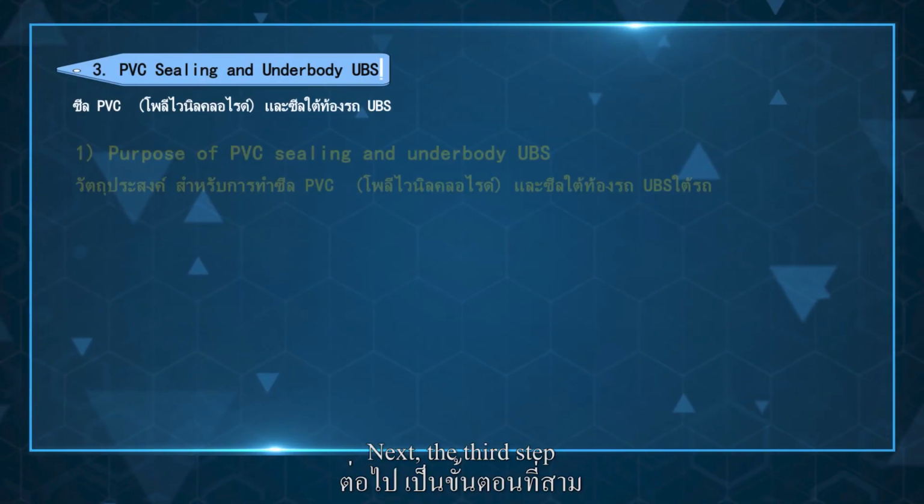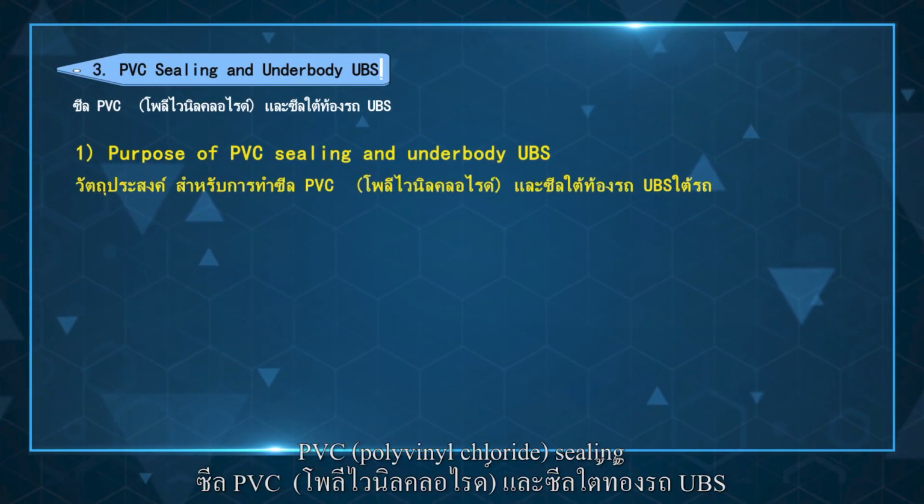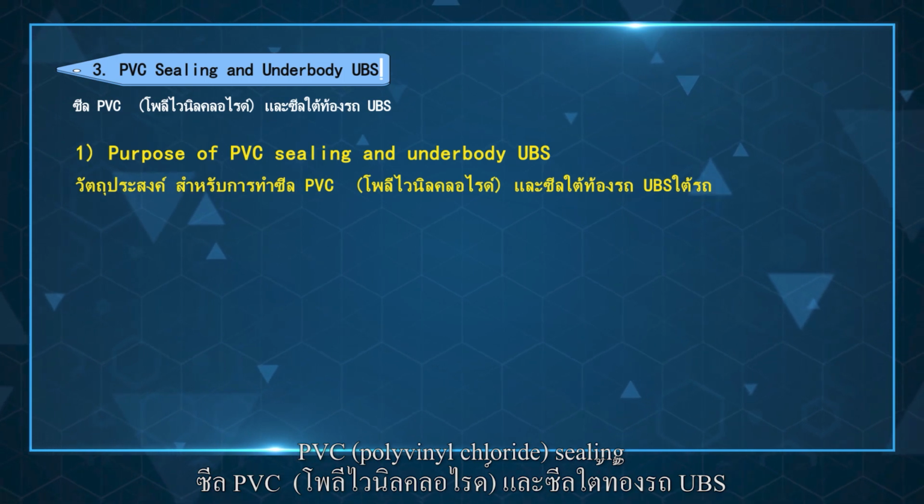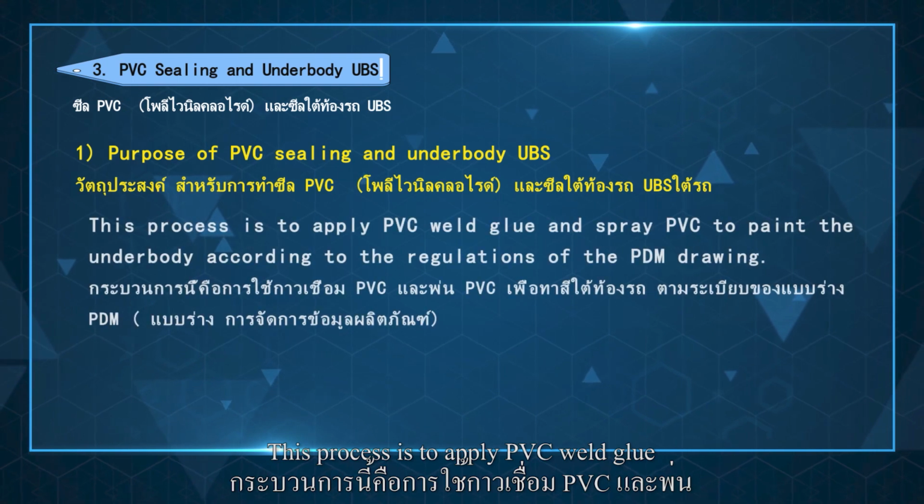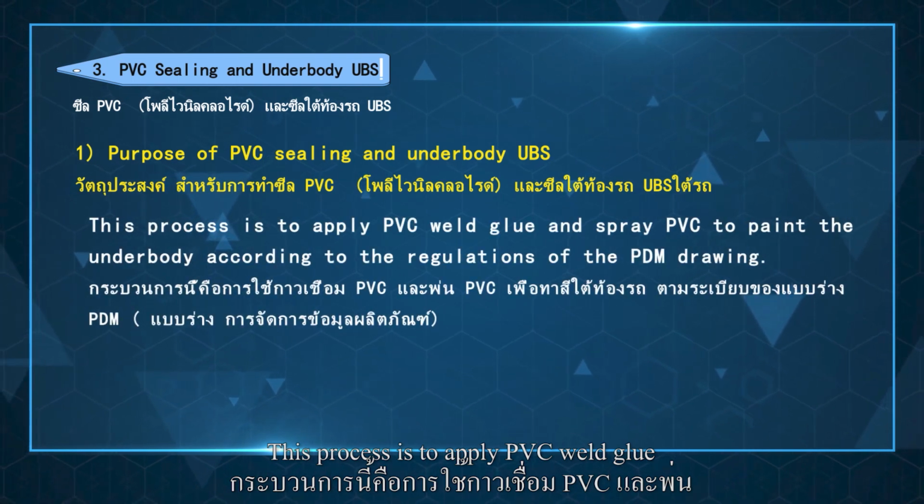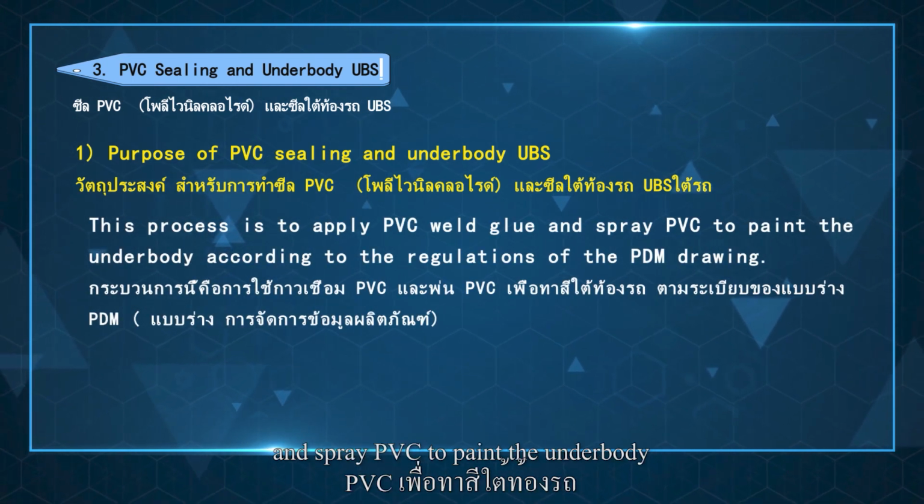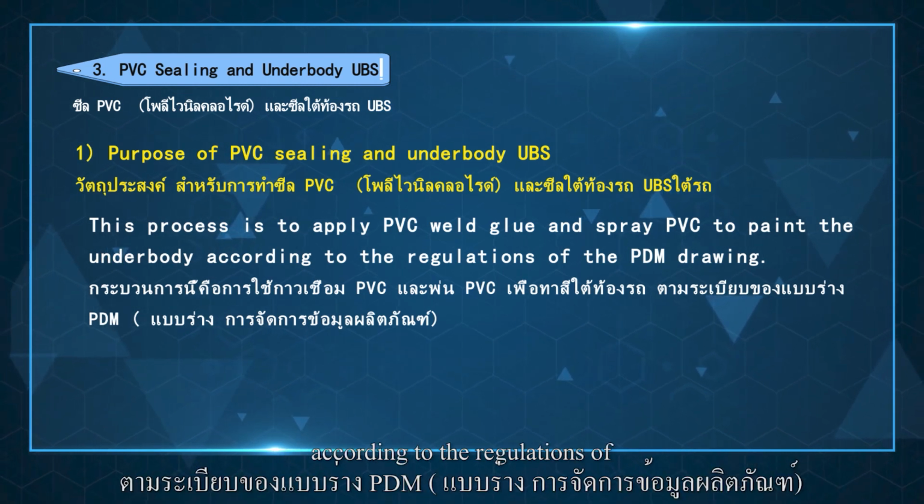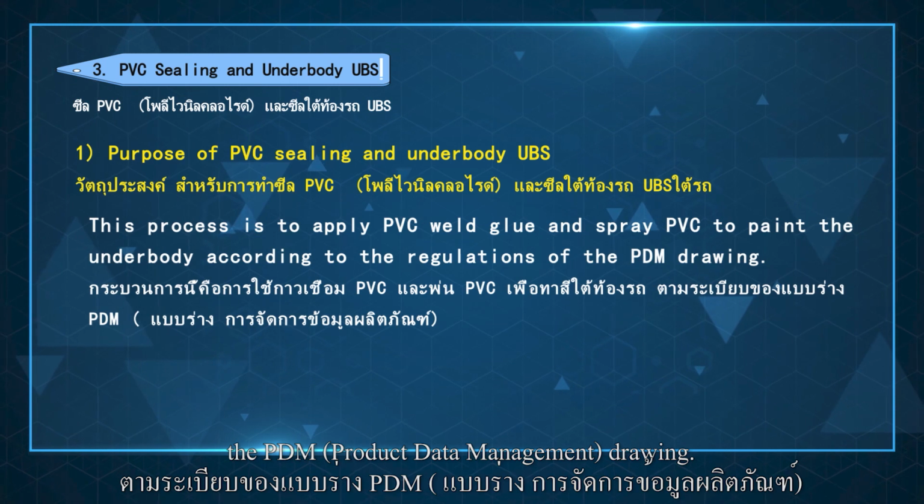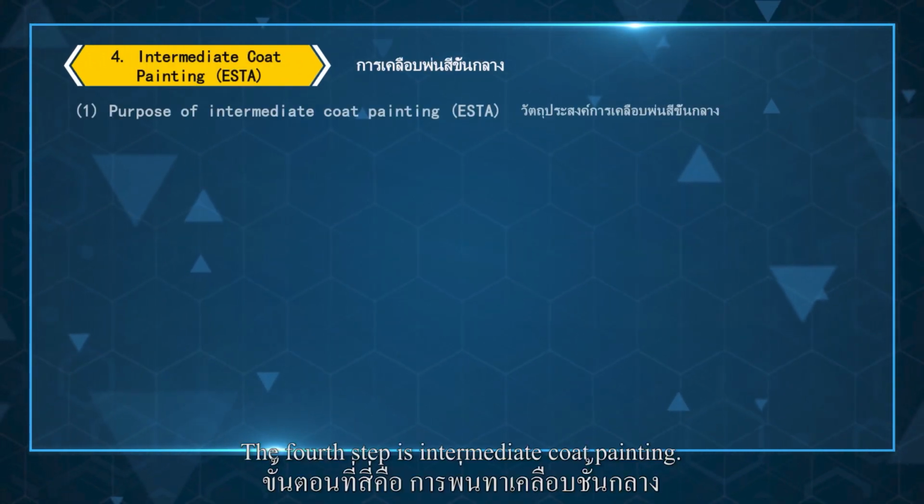Next, the third step, PVC, polyvinyl chloride sealing and underbody sealing, UBS. This process is to apply PVC weld glue and spray PVC to paint the underbody, according to the regulations of the PDM, Product Data Management drawing. The fourth step is intermediate coat painting.